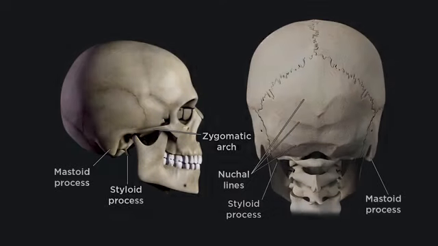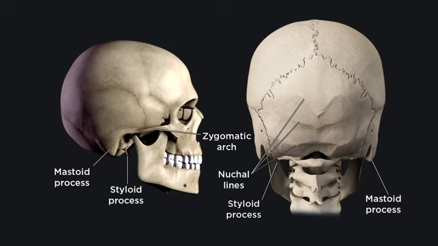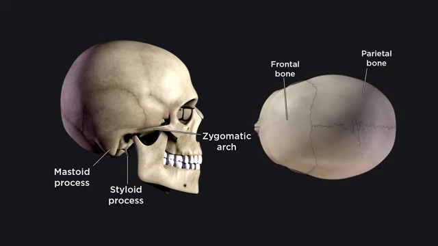Laterally, the zygomatic arch, a bridge made partly of the zygomatic bone and partly by the temporal bone, can be easily felt passing posteriorly from the cheekbone. Laterally on the cranium, temporal lines stretch from the frontal bone to the parietal bone. The zygomatic arch and temporal lines are major origins for 2 major muscles of chewing, as we'll later see.